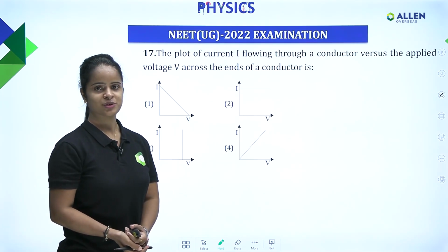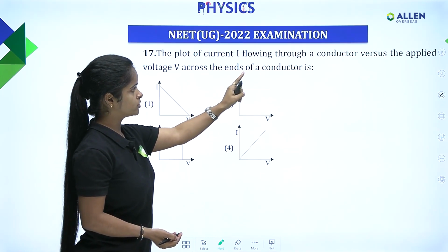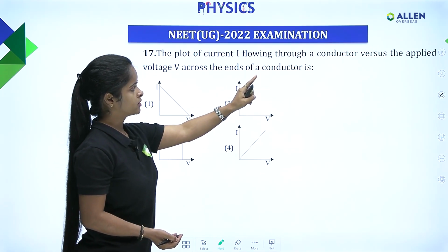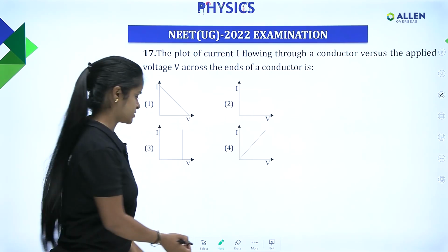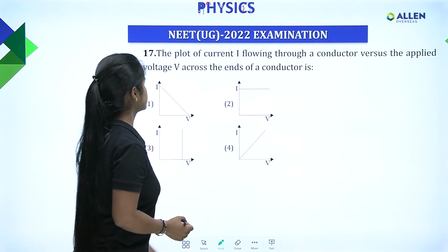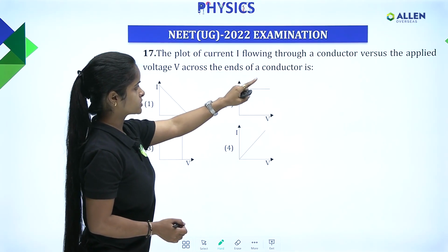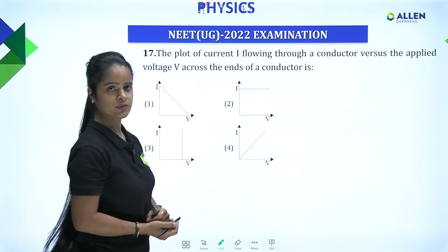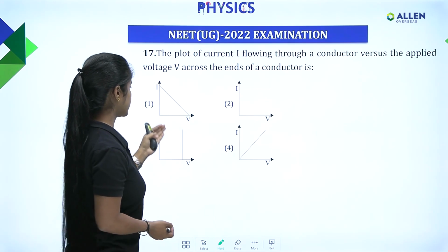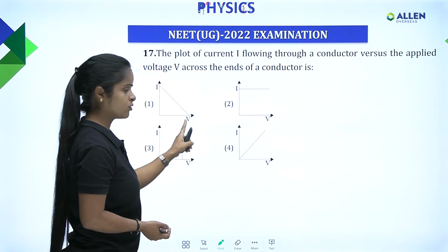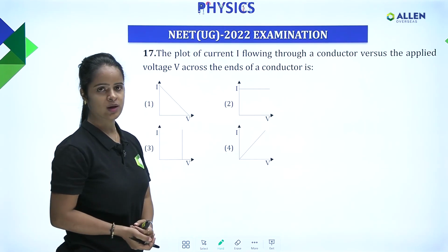So here is question number 17, that is the plot of current I flowing through a conductor versus the applied voltage V across the ends of the conductor. It is already mentioned, we have to draw the graph of V-I. Along the x-axis we have voltage and along the y-axis we have current.